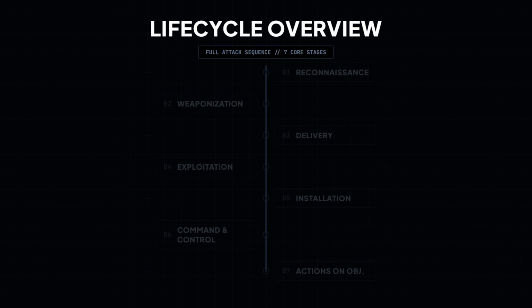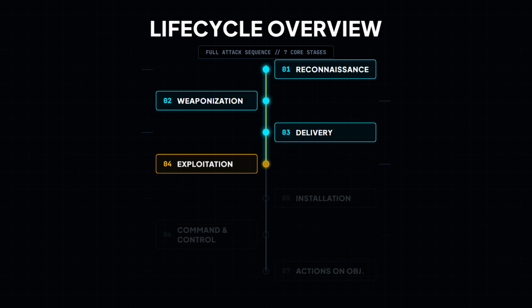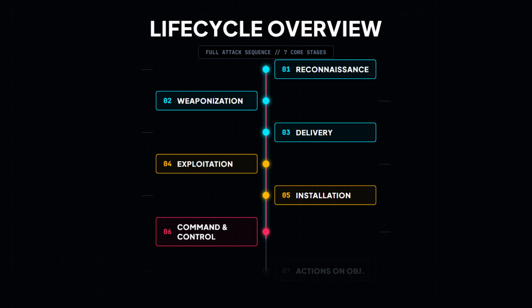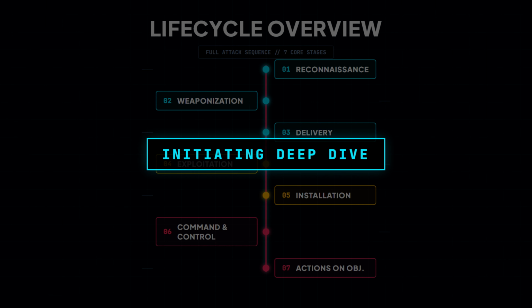Here's a quick look at the entire chain. 7 steps: reconnaissance, weaponization, delivery, exploitation, installation, command and control, and actions on objectives. Now let's look at each step in more depth.